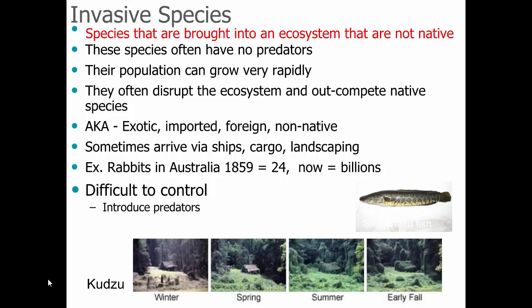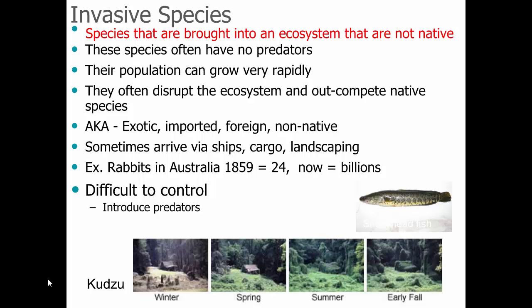This is a snakehead fish, or lampreys. One that's common, I'll show you in a minute. And so they're hard to control because they're often fast-growing and good competitors. They're often very, very hard to get rid of.